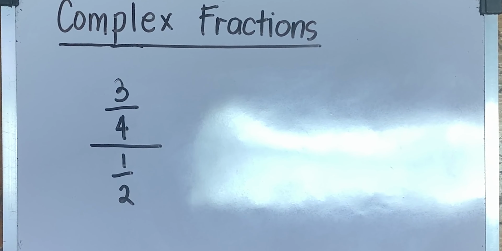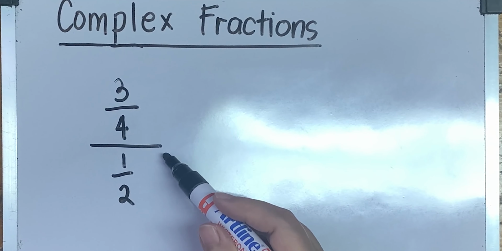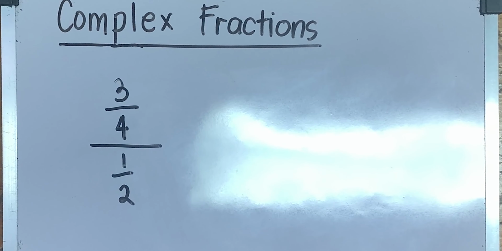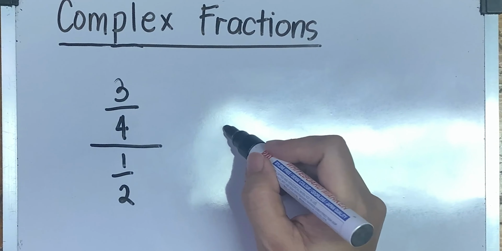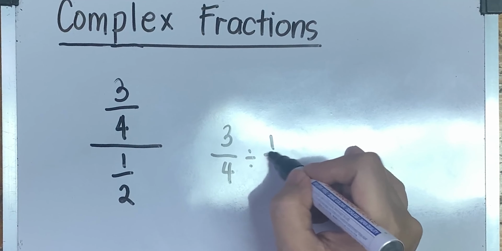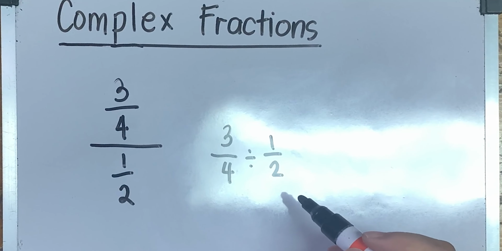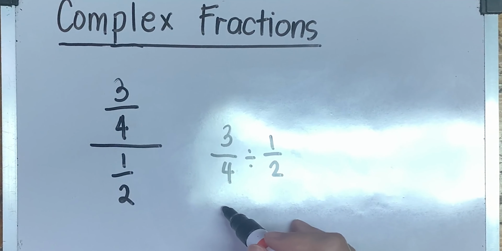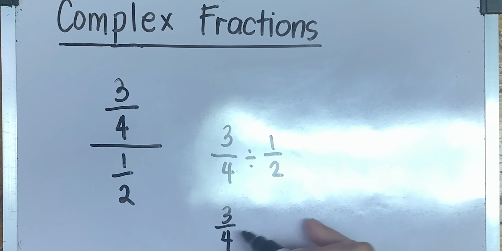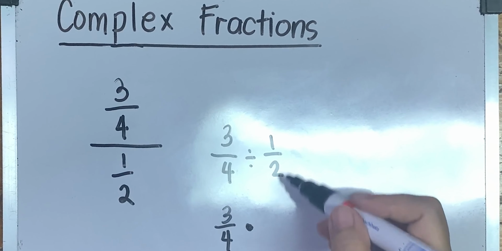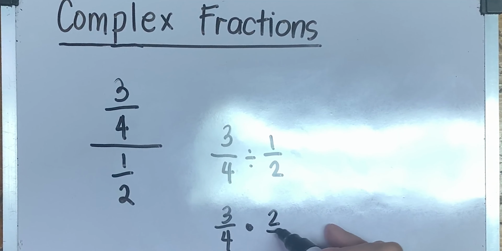So, halimbawa, meron tayong 3 over 4 divided by 1 over 2. Okay, so remember, ang fraction means division. So, pwede natin siyang isulat ng 3 over 4 divided by 1/2. Now, sa fraction, pwede nating palitan itong division na to into multiplication. So, we have 3 over 4 times and then we get the reciprocal. Kunin natin yung reciprocal ng 1/2. That's 2 over 1 and proceed to multiplication.